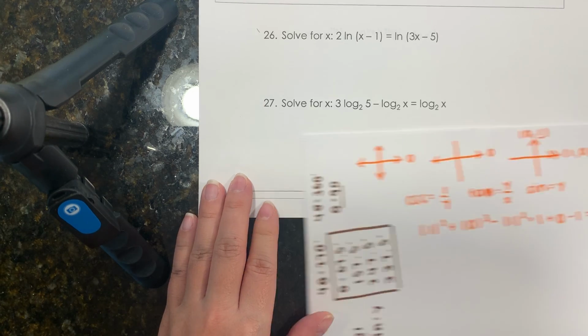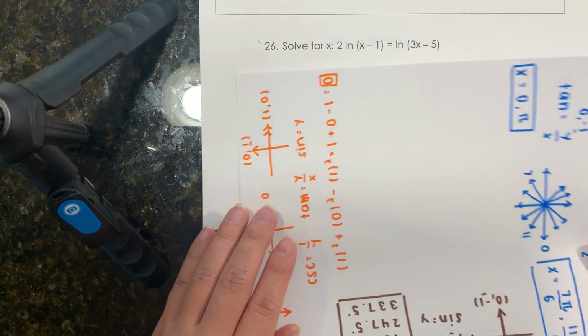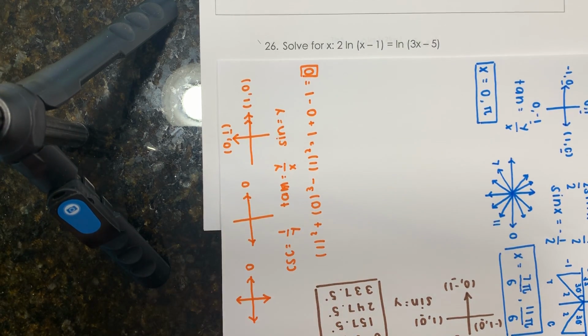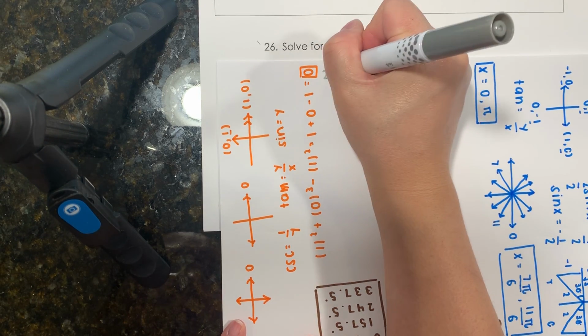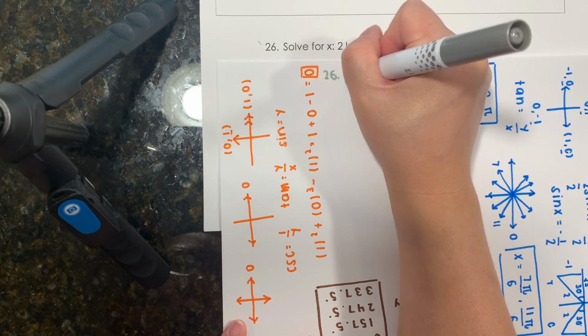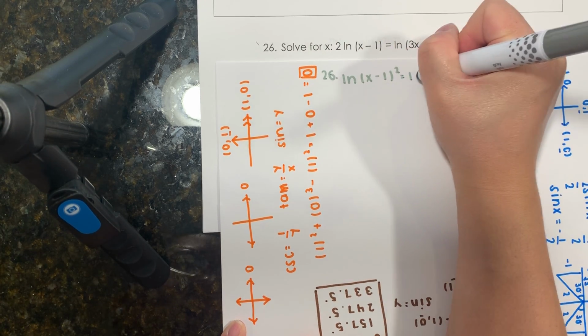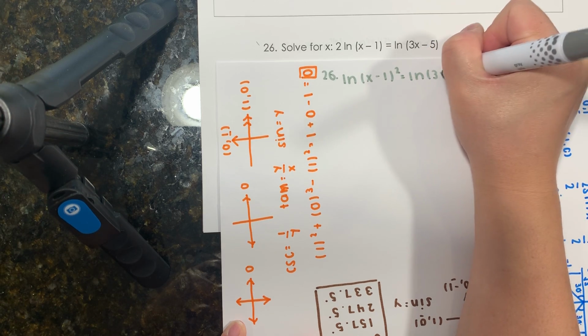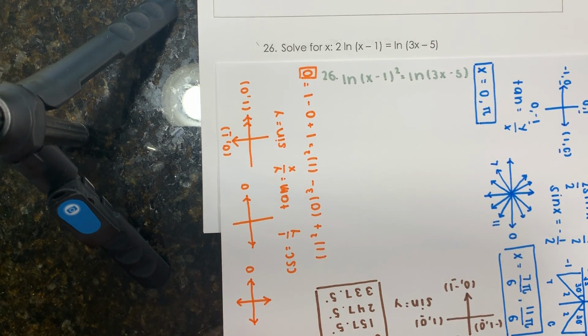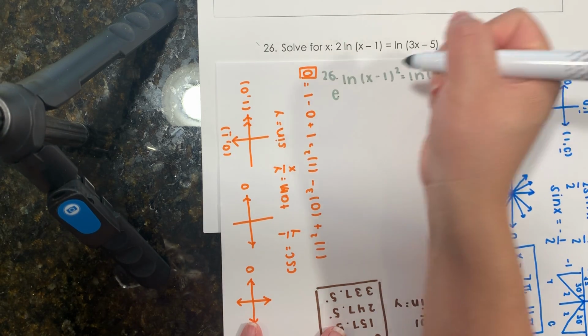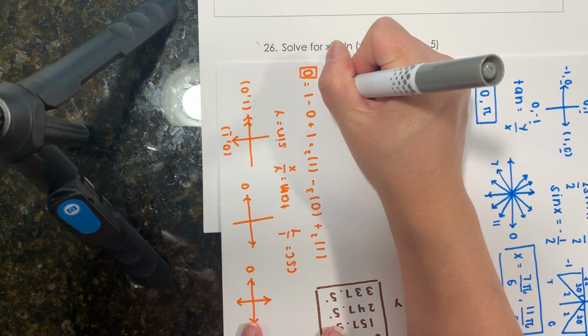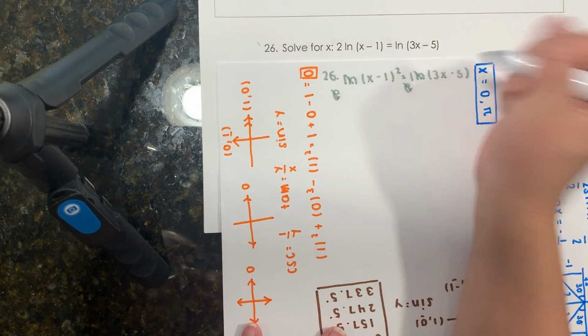Okay. Now looking at number 26. So the first thing that I recognize is there is a number outside my log, so that's going to become the exponent. So for number 26, I'm going to get ln of x minus 1 squared equals ln of 3x minus 5. To get rid of the ln, you're going to raise it to the power of e, so it's e to the ln, and that's going to cancel.